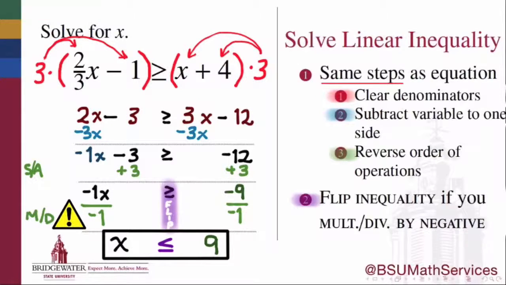So solving a linear inequality uses all the same steps as solving an equation. Clear denominators if that's helpful, if you have fractions to get rid of. Use subtraction to get all your variable terms onto one side. Reverse the order of operations to get the variable by itself. And the only modification that we need to remember along the way is that if we multiply or divide by a negative number at any point in the process, the sense of the inequality needs to flip from greater than to less than, or vice versa.